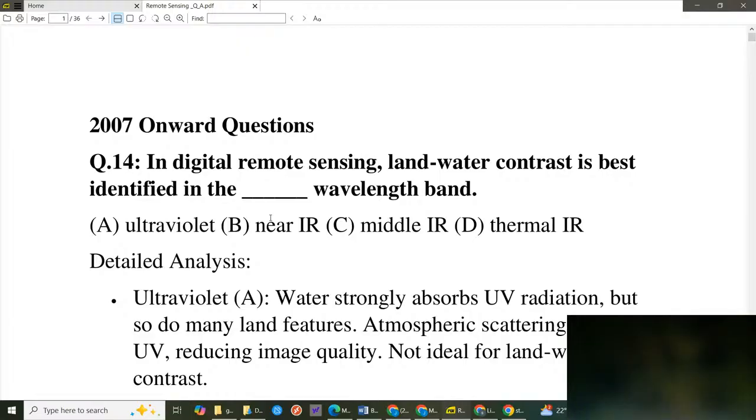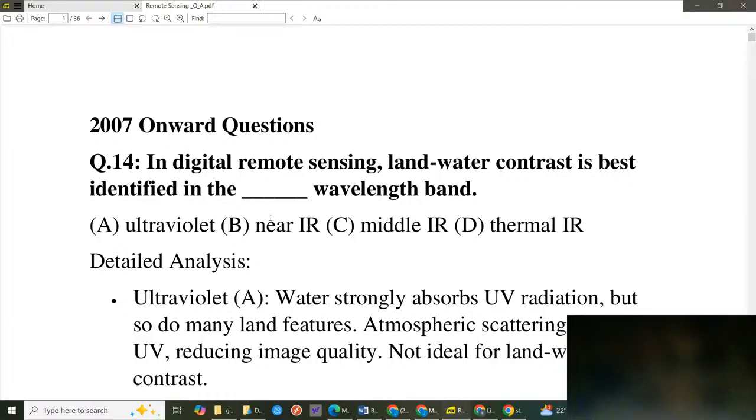Hello. Okay, let's start. Today we will see the GATE questions. Especially we will see the topic-wise and the subject-wise GATE questions. So the first subject we will choose is remote sensing, and we will try to solve all the previous year remote sensing questions which have been asked in this GATE exam. This is very useful, and we will try to understand the concepts.